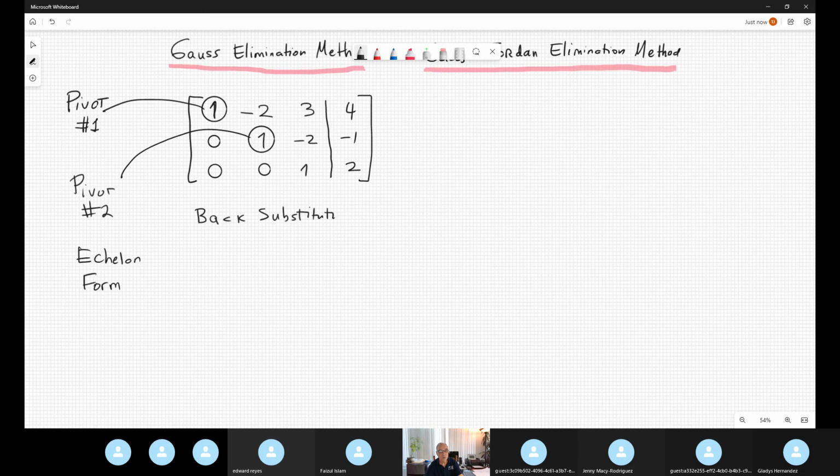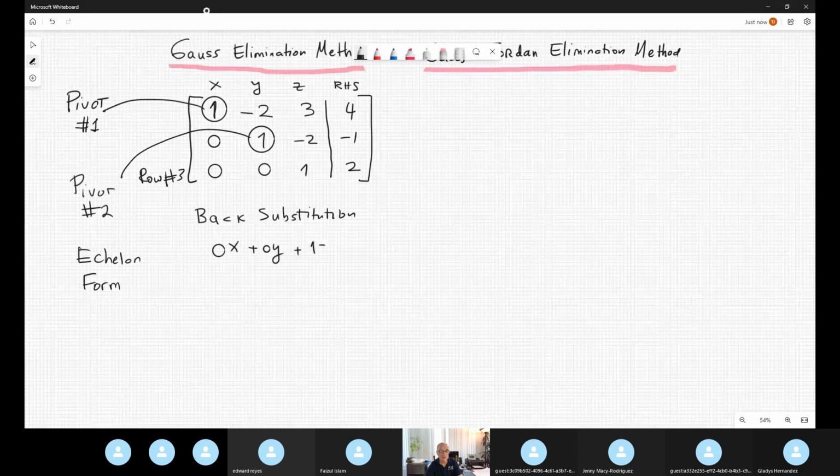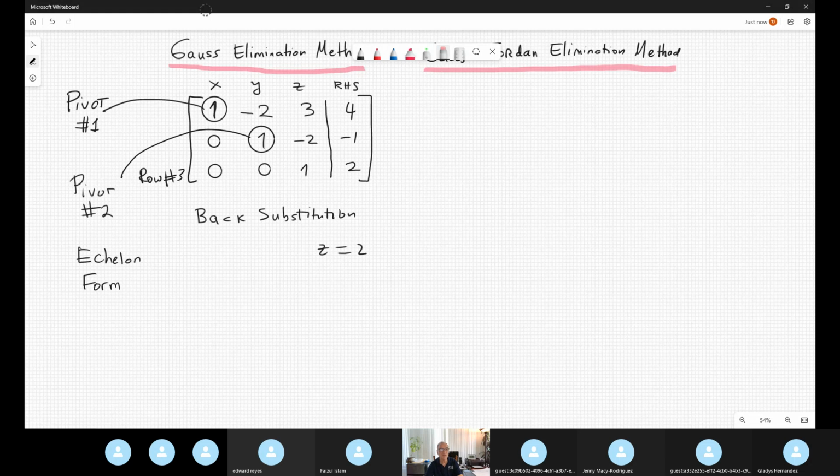What is that? Well, remember, this is X, this is Y, this is Z, this is the right-hand side number. Therefore, you take the last row, row number 3. Es obvio que 0x plus 0y plus 1z is equal to... Therefore, es obvio, es elementary que Z es 2. So this is 0, this is 1 que es invisible, Z is 2.